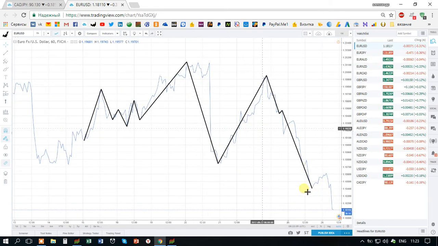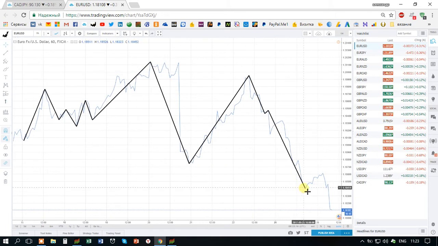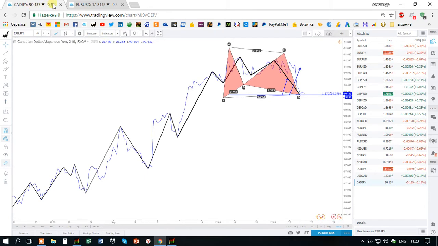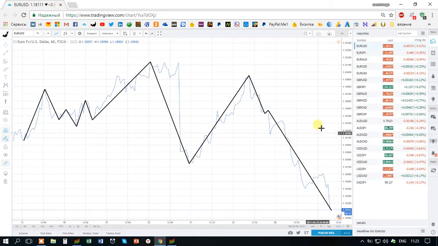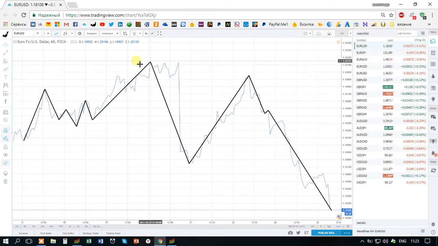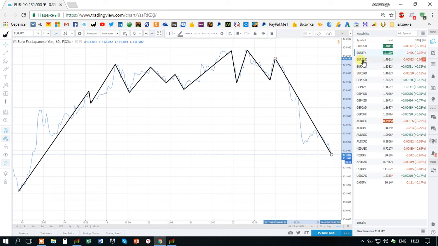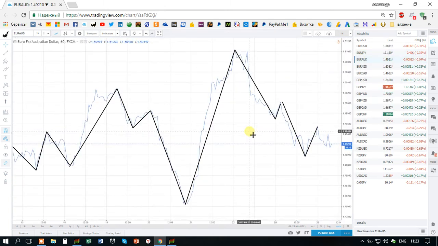Okay, so what do we have on euro dollar? We have new lows, so we're stretching this. Okay, it did the loading. Let's go next to euro yen. Maybe I need to delete some pictures. They also make loading process pretty slow. Okay, nothing here. Euro Aussie.